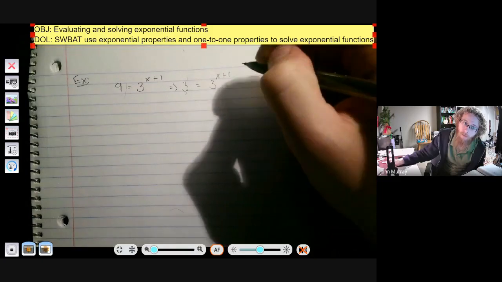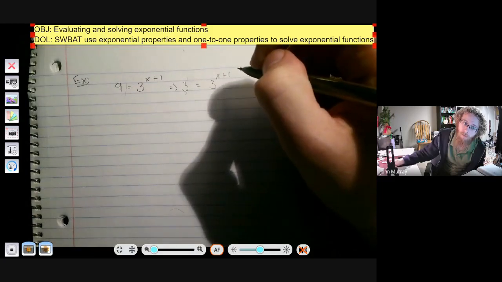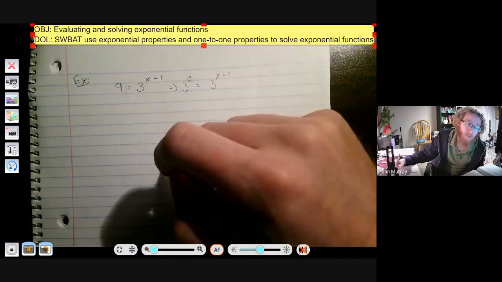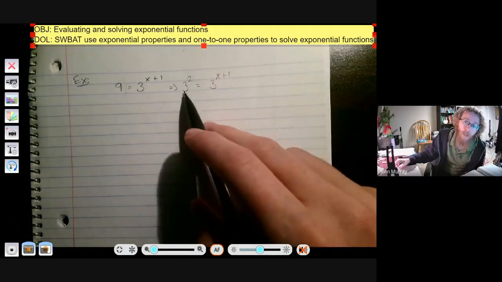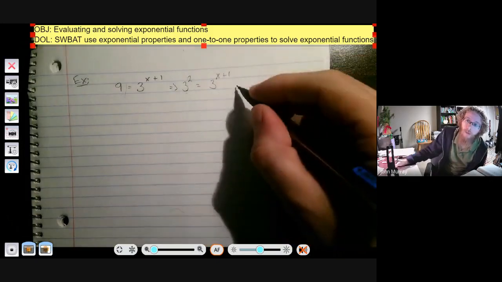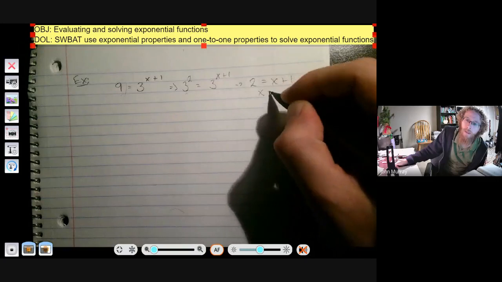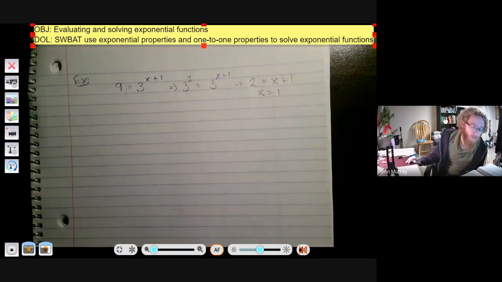3 to what power gets me 9? To 2. All right, 3 squared is 9. Thank you. All right, so now that we have the same base, we just look at the exponent, and then we solve.